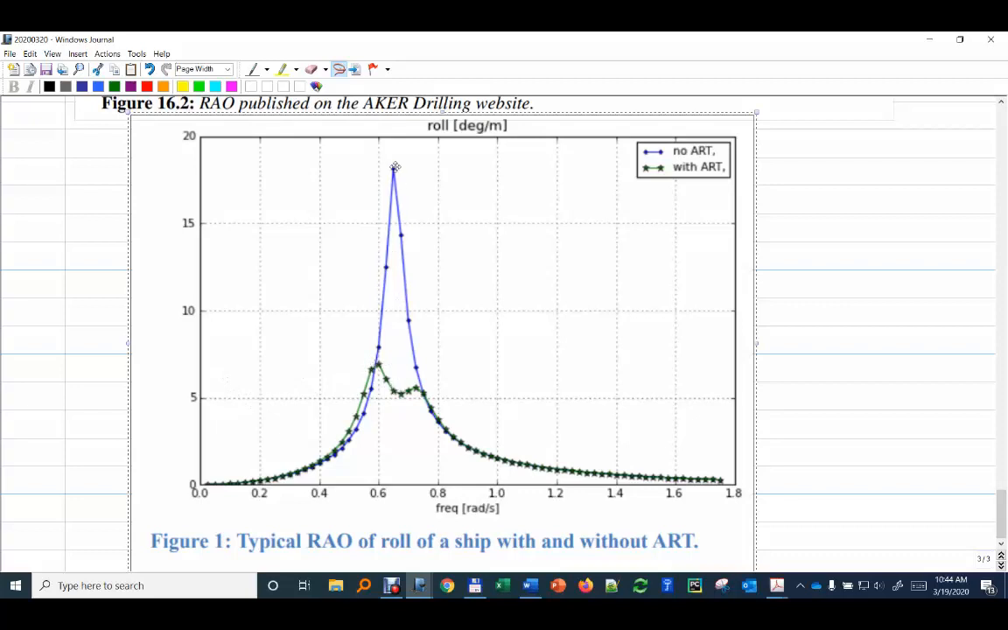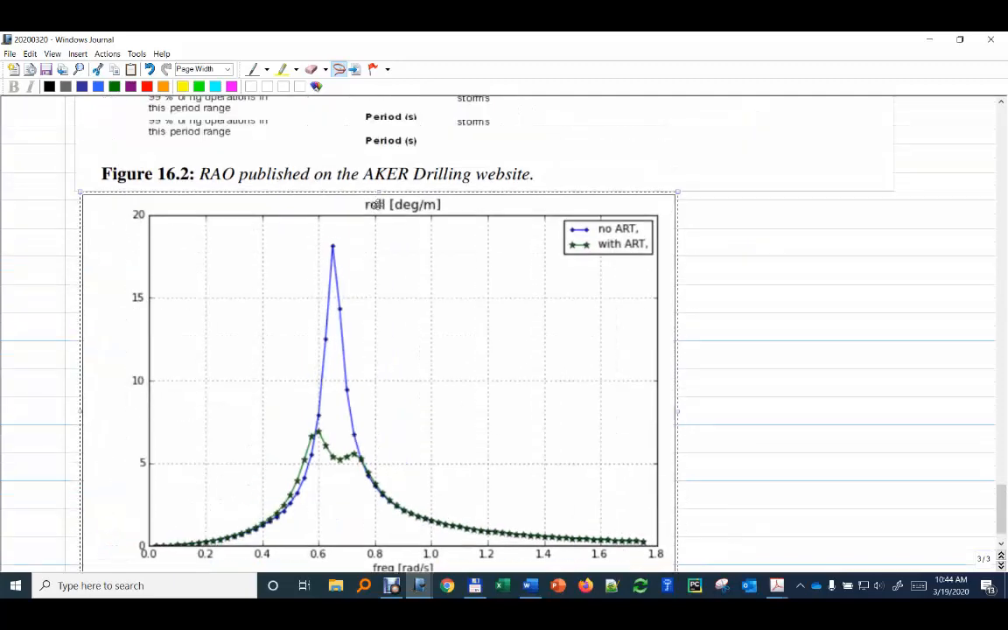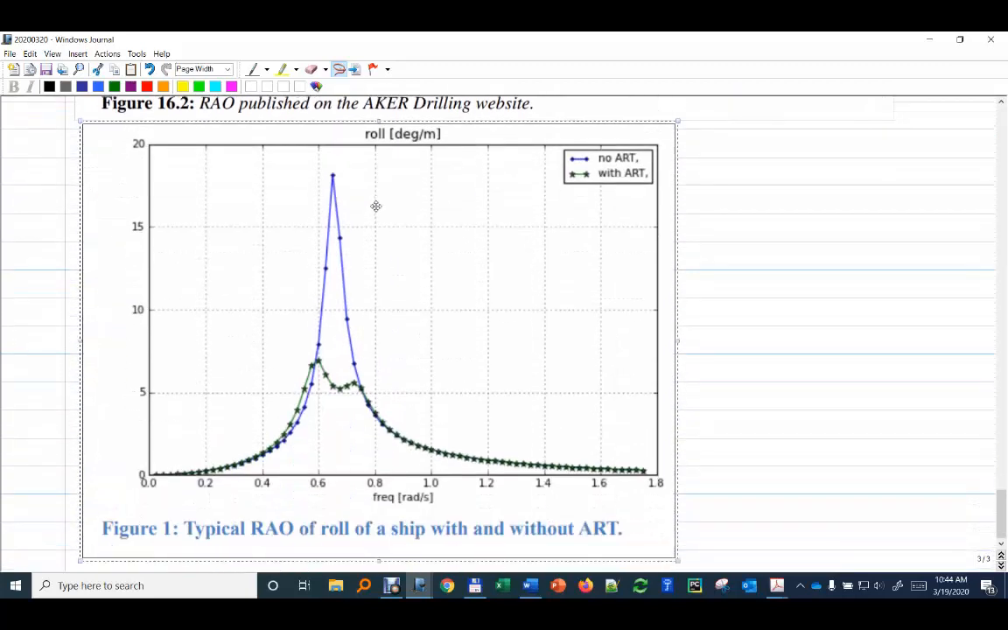But if you don't have this tank, then you can have this very high peak, which is essentially 4 times the value of the roll if you had the anti-roll mechanism. So just to show you also that this roll can change depending on some design of the structure. I can modify slightly the frequency by making a better and smarter design.